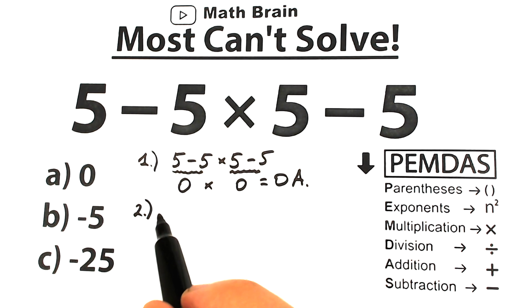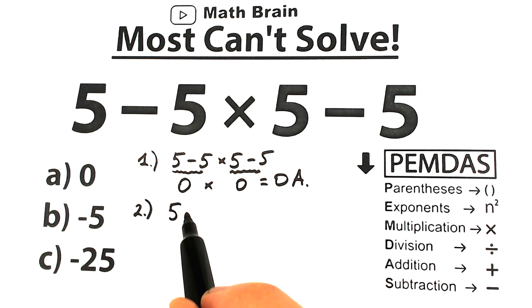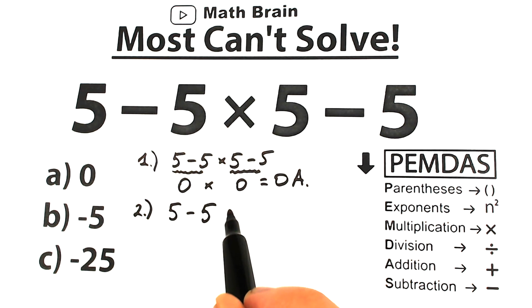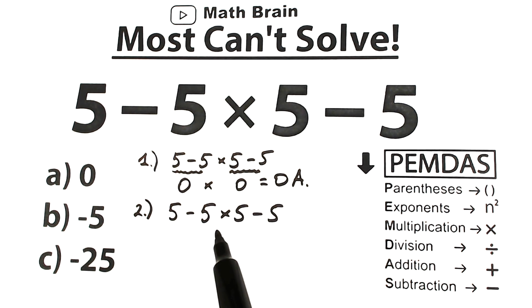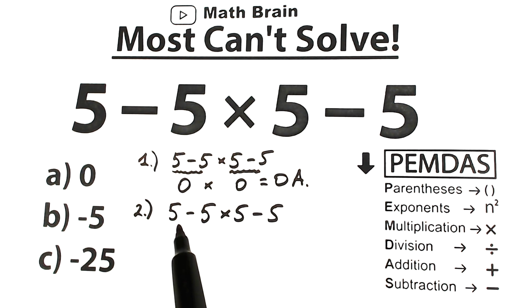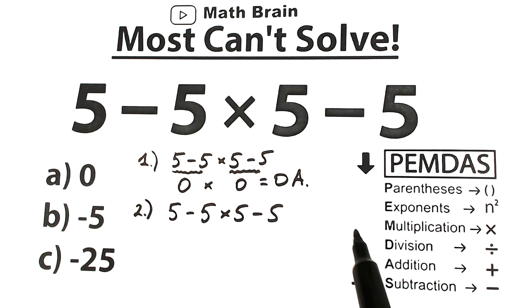So let's rewrite our challenge and try to solve it according to this PEMDAS order of operation. So what do we have? 5 minus 5 times 5 minus 5. Here's our challenge. But how does this PEMDAS work? First of all, we should scan what math operations we have in our challenge. We have subtraction, we have multiplication. So let's mention where we have these elements. Subtraction we have right here, multiplication we have right here.